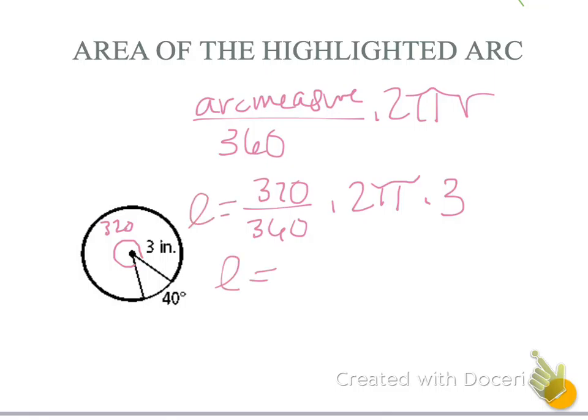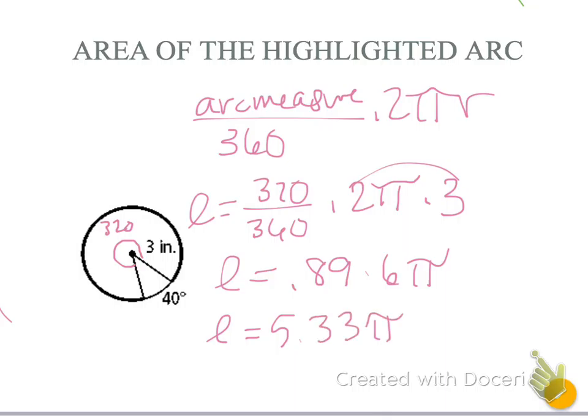So 320 divided by 360 gets me 0.89. 3 times 2 is 6. So if we multiply that times 6, we get 5.33 pi inches.